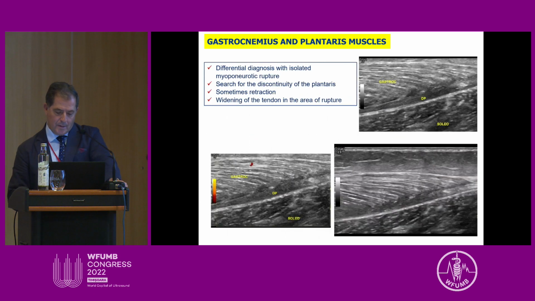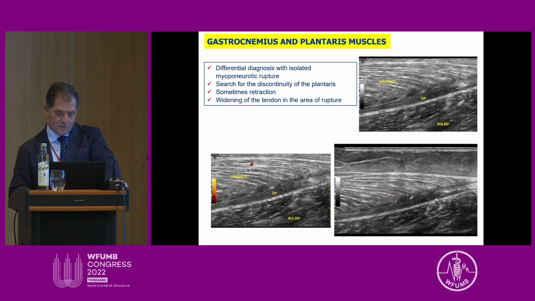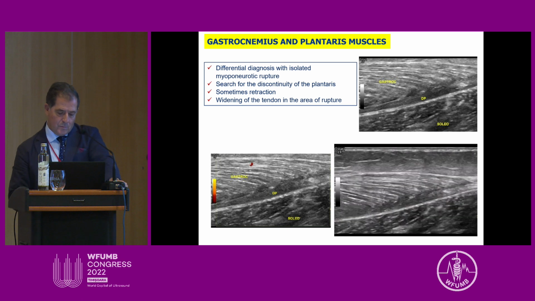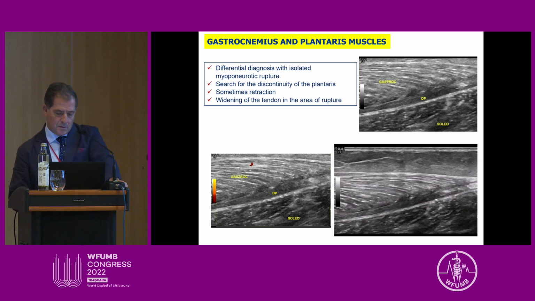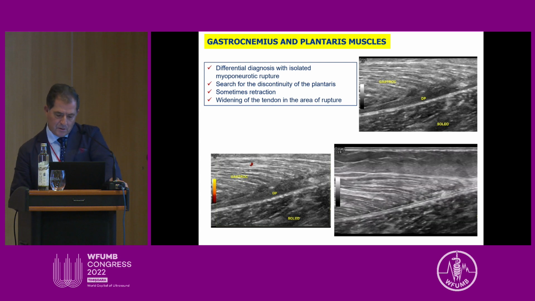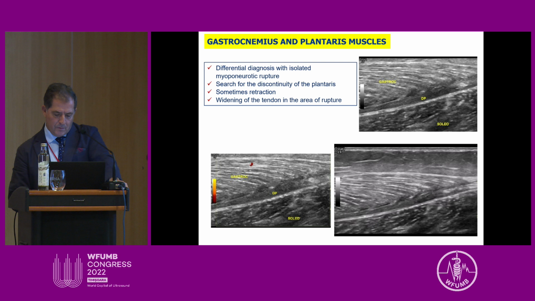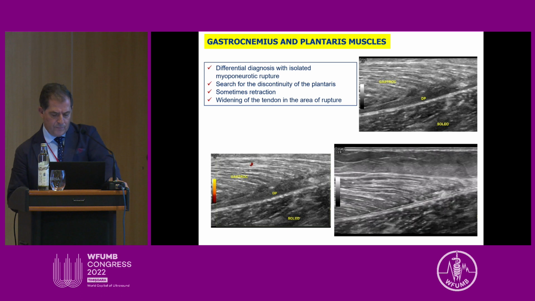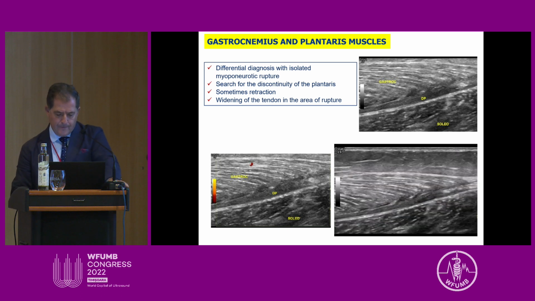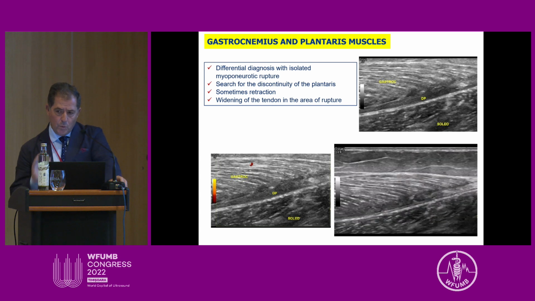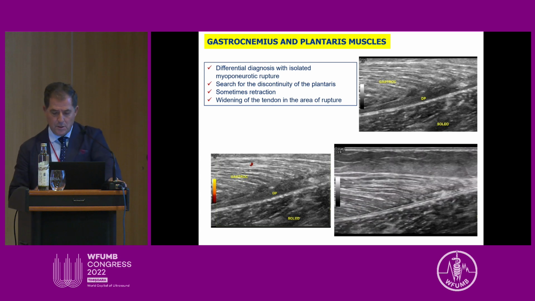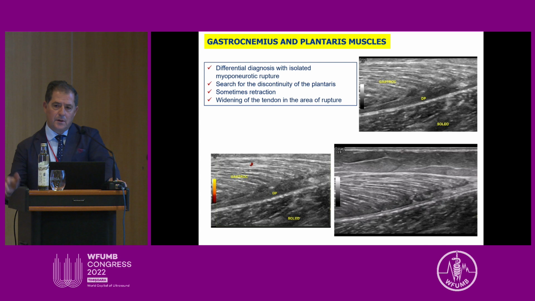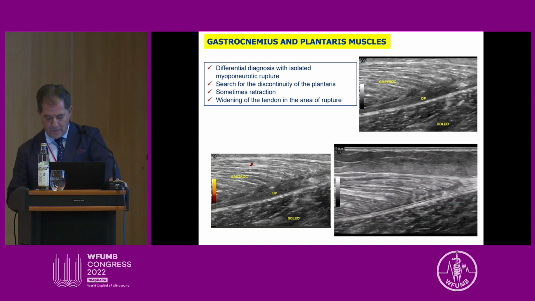But when this muscle is torn, this three-line pattern disappears. We find this non-homogeneous image. Even it's normal to find a widening of this tendon. This injury can be combined with the gastrocnemius rupture or not, and so it is very important. The prognosis is better when only the plantaris muscle is torn.